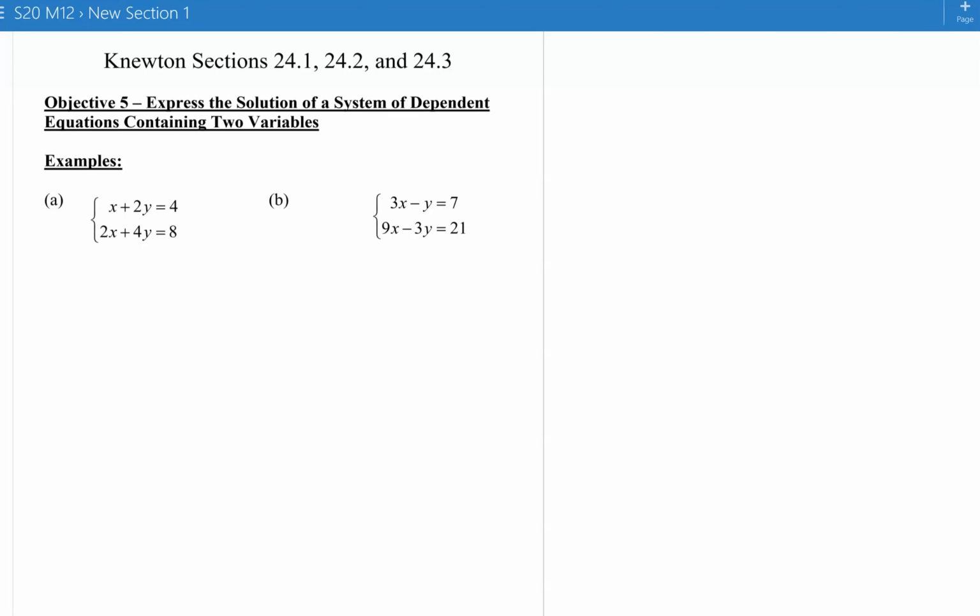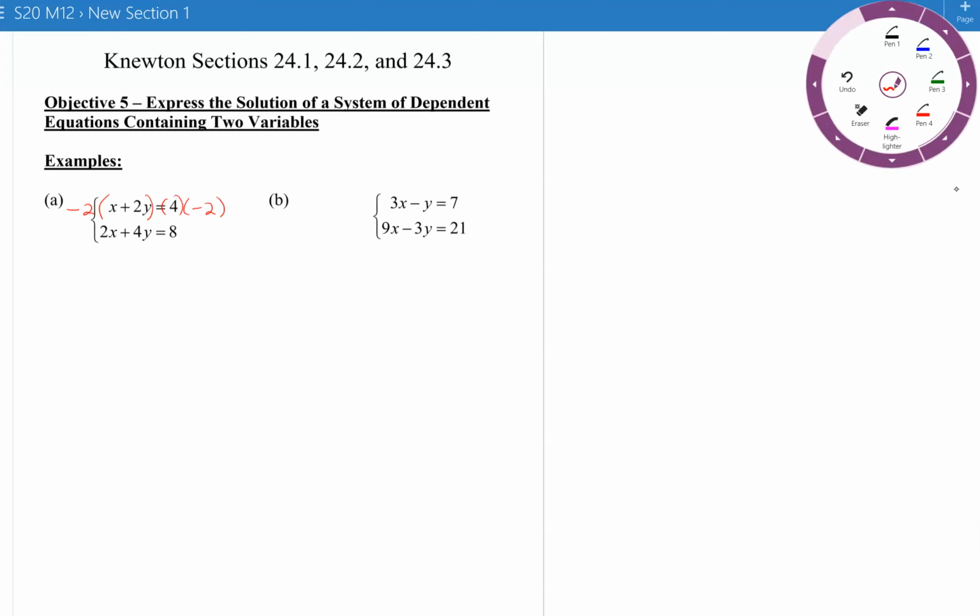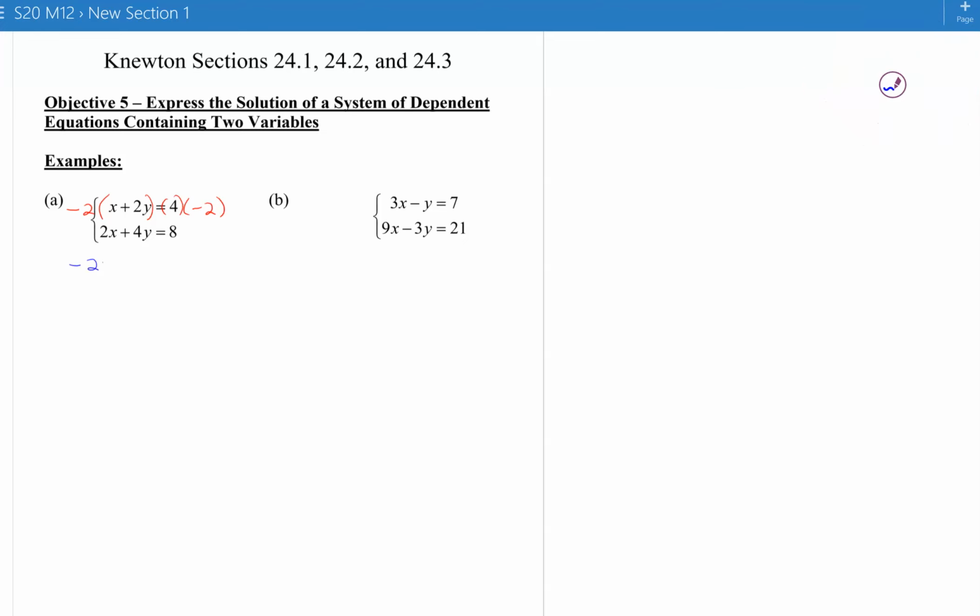Okay, so here's some more examples. Let's look at the first one and see what happens if I solve using the addition method by multiplying both sides of the first equation by -2 and writing that result below: -2x minus 4y equals -8. And now when I add both of these equations together, I get 0 equals 0.